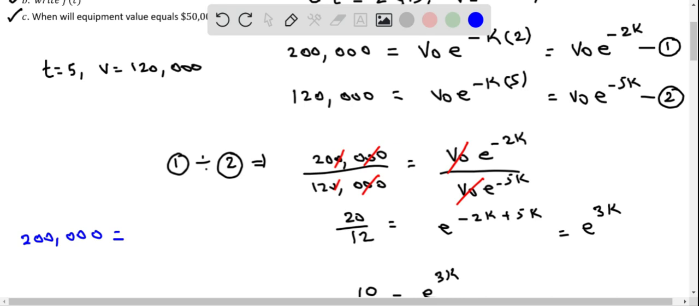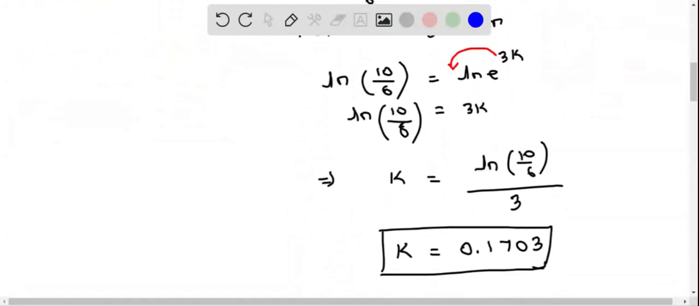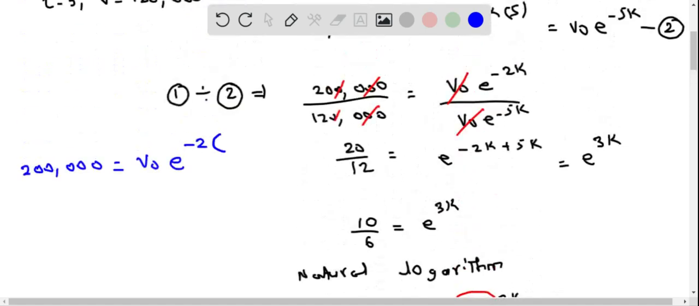equals, I need to determine the value of V naught. So I put V naught e raised to the power of minus 2 times k. Let's recollect the value of k. It is 0.1703. So I can replace k with 0.1703. So this is equal to V naught e raised to the power of, we can multiply these two, and when we multiply these two, 0.1703 times 2 is basically equal to 0.3406. Since it is negative, I write this as e raised to the power of minus 0.3406.